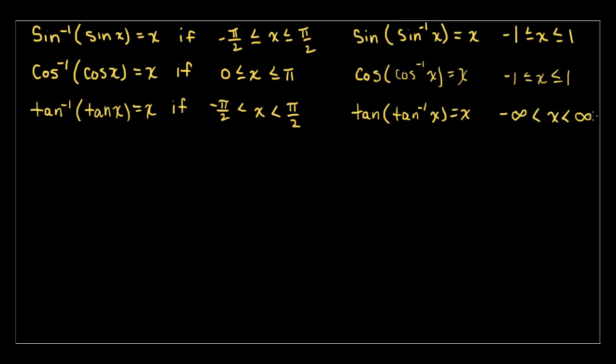Recall last time we learned that the inverse sine of the sine of x equals x as long as x was between negative pi over 2 and pi over 2 inclusive. Likewise, sine of the inverse sine of x equals x as long as x was between negative 1 and 1 inclusive. The same thing goes with cosine and tangent.